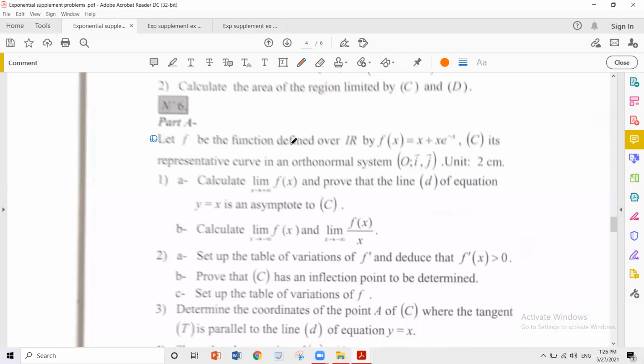Let f be a function defined over R by f(x) = x + x e^(-x). C is its representative curve in an orthonormal system, unit 2 centimeters. Calculate the limit as x tends to plus infinity and verify that the line D of equation y = x is an asymptote to C.